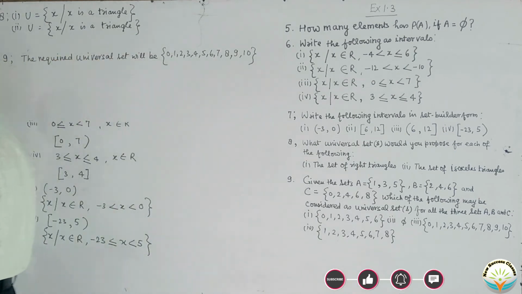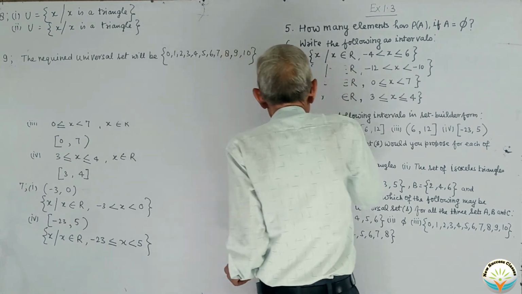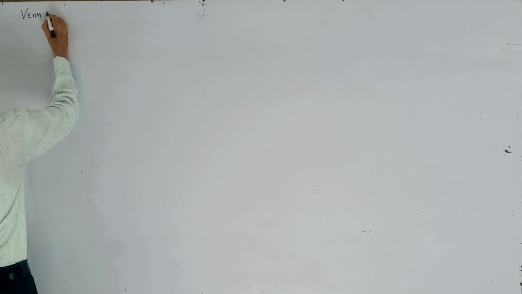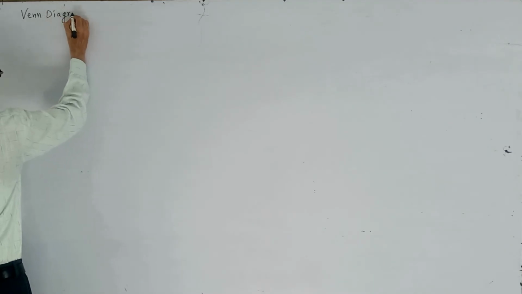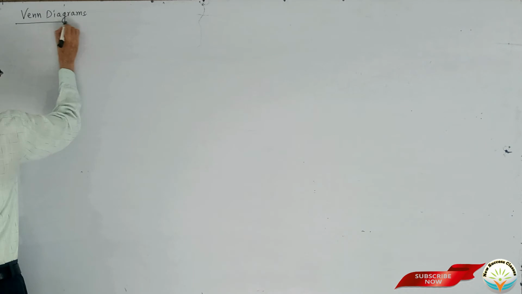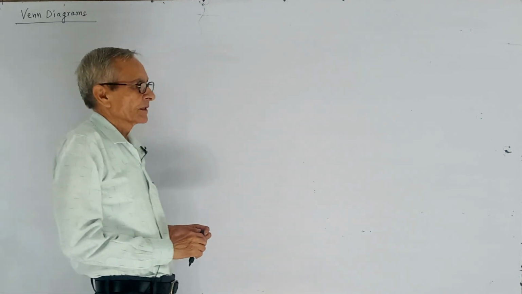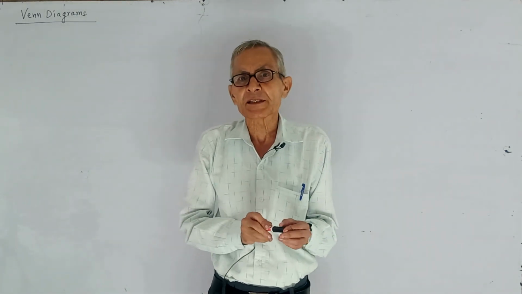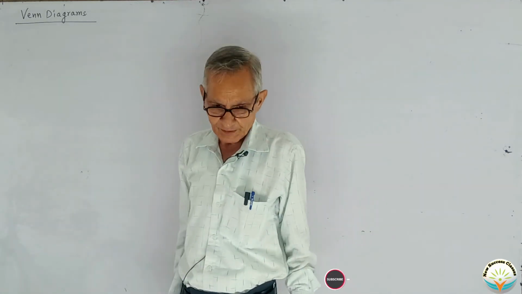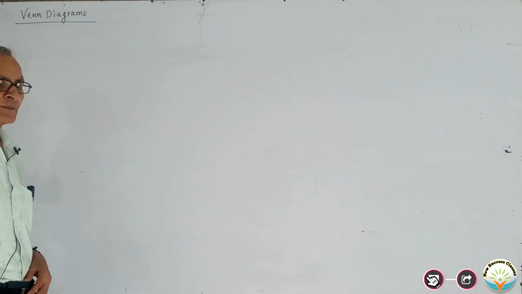Now come to another topic, that is Venn diagrams. These diagrams were introduced by John Venn, an English logician. With the help of these diagrams, we can represent sets with geometric figures.